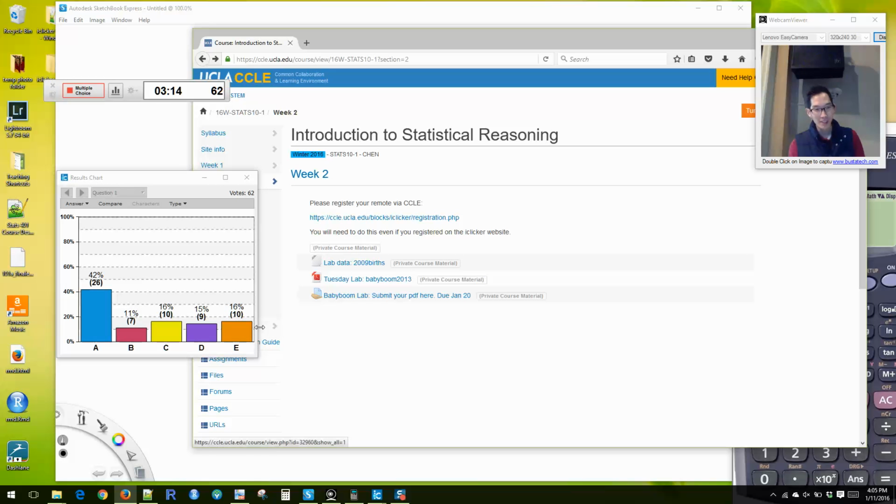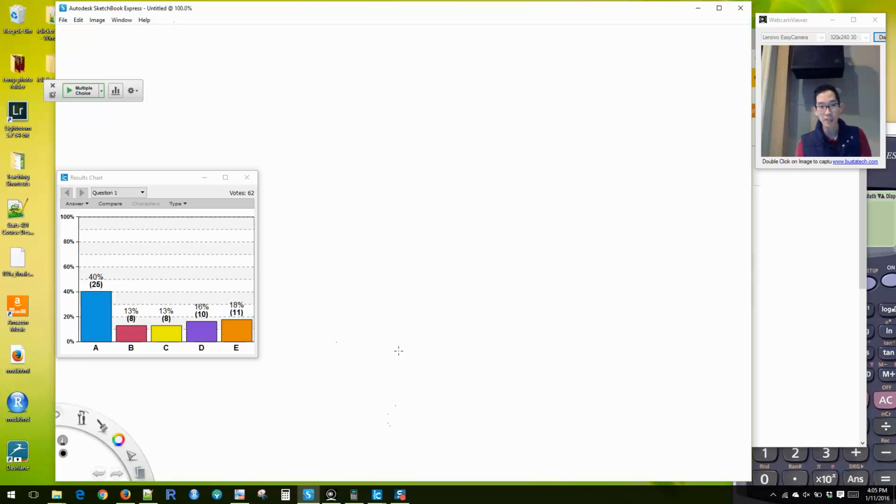Anyway, make sure you register your remote via the CCLE thing, because I'm using UCLA's own custom version of this program, which synchronizes with CCLE because it doesn't synchronize with the iClicker website. So there you have it. Okay, 62 votes. I'm going to stop this here, and I'll take a look and make sure everyone's getting credit, and once the systems can sync up, I can post the list of students who are registered, and you can make sure that your remote is being counted. Okay, is that cool?